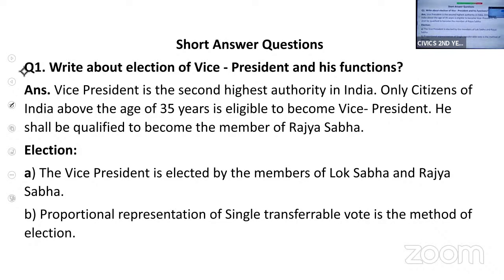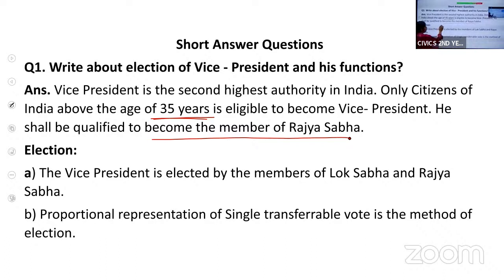The most important one is the election and powers of Vice President of India. After President, the second highest authority in India is Vice President. Next to President is Vice President. He should be above 35 years of age. Any citizen who is above the age of 35 years is eligible to become the Vice President. And he should have the qualification prescribed by the parliament to become the member of Rajya Sabha. These points keep in your mind.